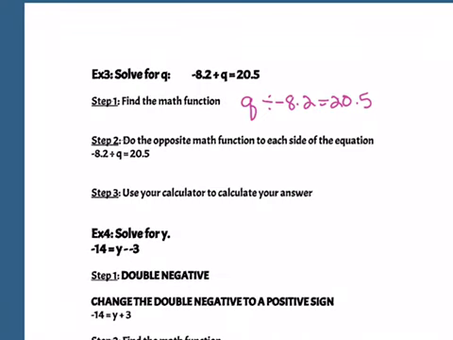So that means the opposite function would be to multiply. So I'm going to multiply 8.2 to cancel it out on one side and to move it to the other side. So 20.5 times 8.2, and I get 168.1. So Q equals 168.1.